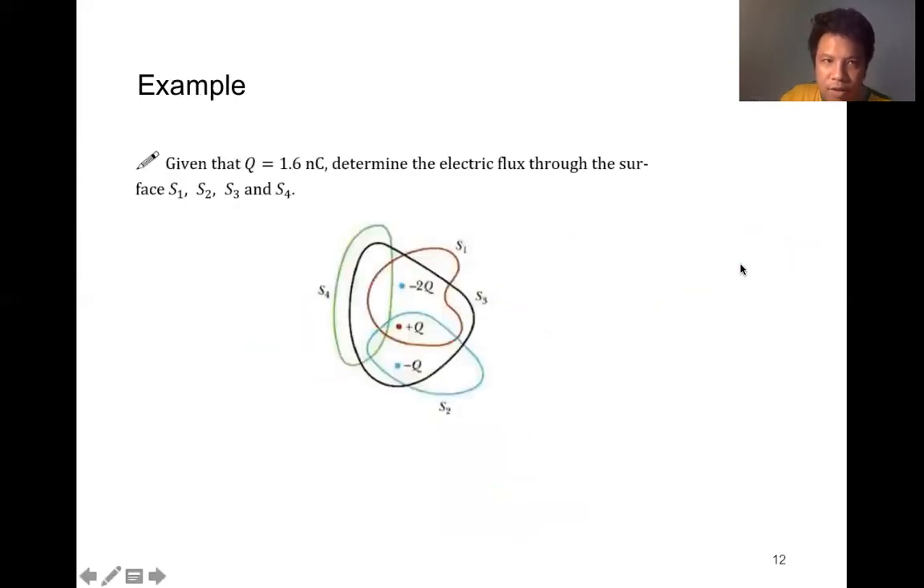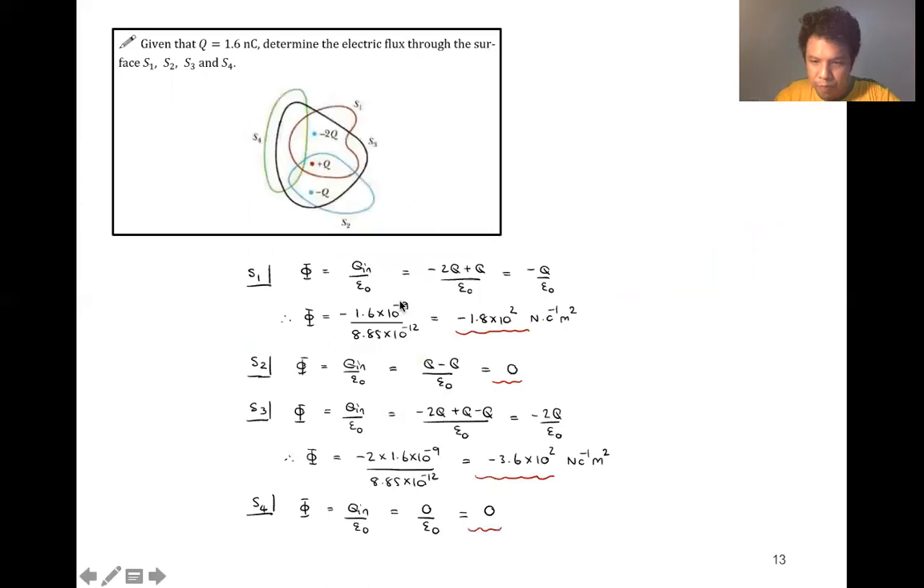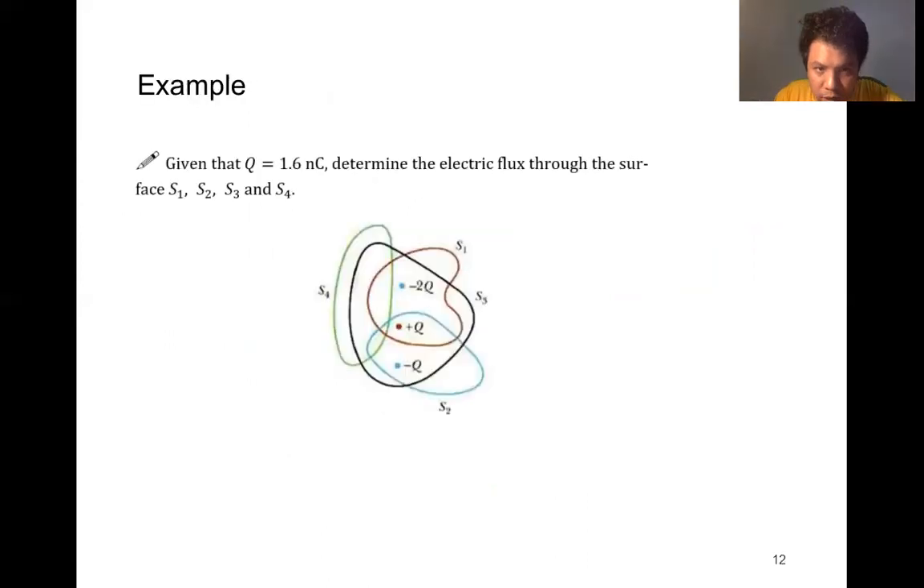Okay, so here is another example to test your concept. So we are also doing this example again. I'm going to talk about this pretty roughly. We are going to look at this system of charges: minus 2q, plus q, minus q. And we define many surfaces, S1, S2, S3, S4, and we want to find the electric flux through the surfaces S1, 2, 3, and 4.